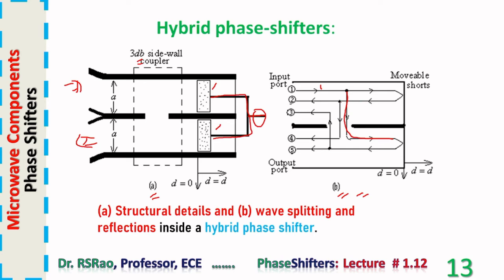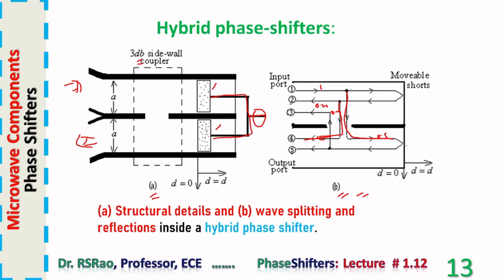While traveling, again it gets split into two equal parts, because it is a 3 dB coupler. Half of it then moves. So if it is 1, it is 0.5, 0.5. So 0.25 appears at the output port. The remaining 0.25 goes to port 2. From the primary wave, the main wave, of course, the wave amplitude here is 0.5.